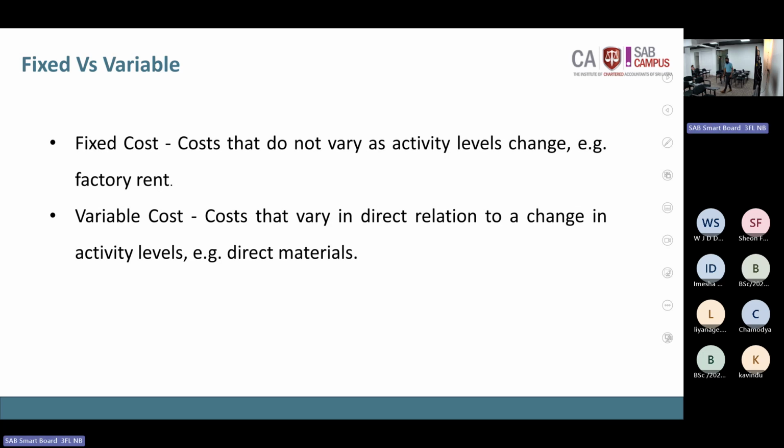Then the variable cost means cost that vary in direct relation to the change in the activity levels. Right? So if the cost changes along with the activity level, the output, we call it as the variable cost.